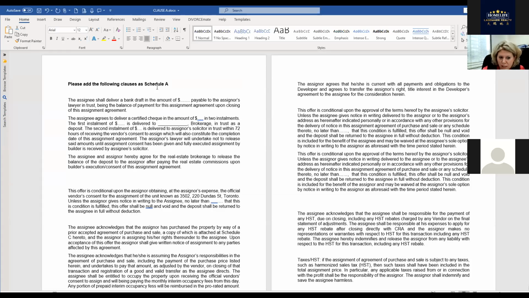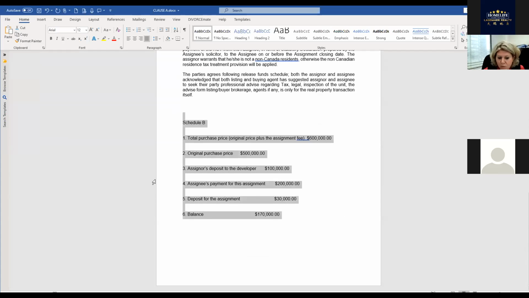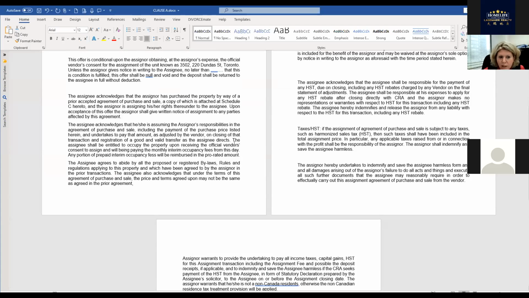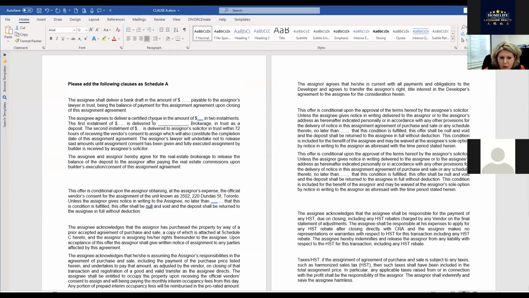Then we have Schedule A. What I'm going to write in Schedule A. You have to fill up the form. You're going to write that the assignee agreed to deliver a certified check to the brokerage, okay? The assignee has to pay here $30,000 of deposit. So in Schedule A, you have to say that the assignee agreed to deliver the certified check in the amount of 30,000. You can break down, but this is not necessary.